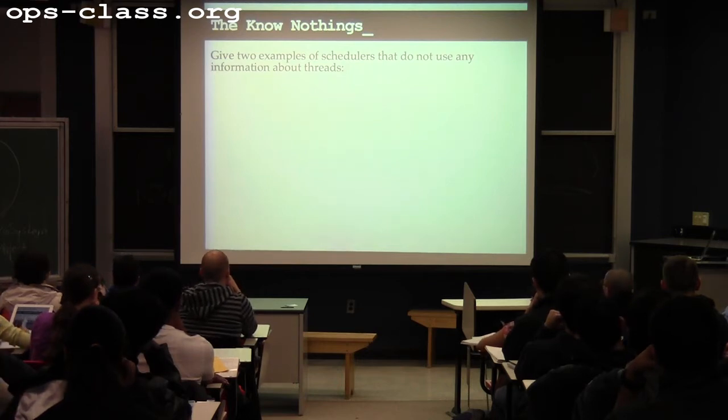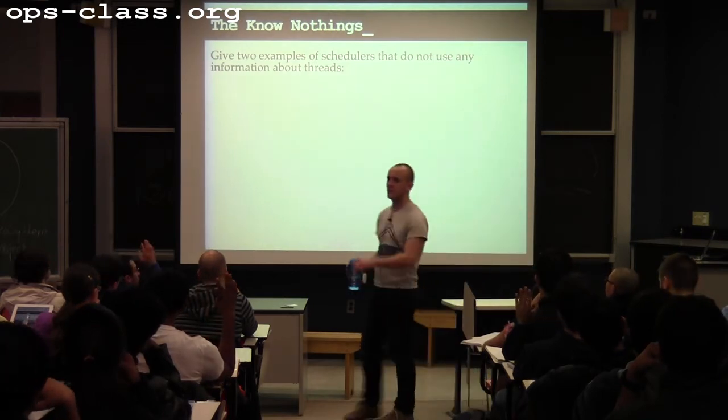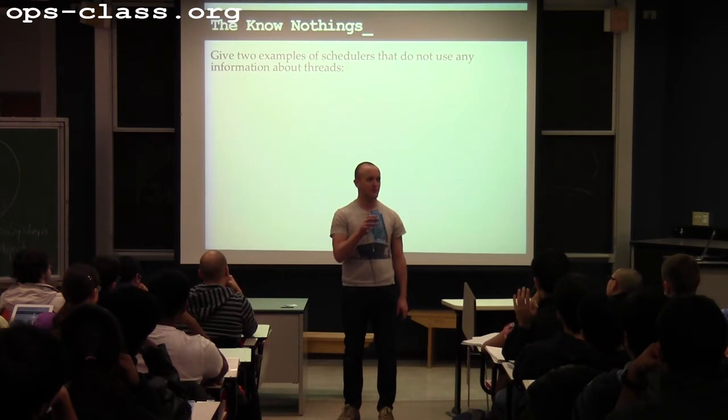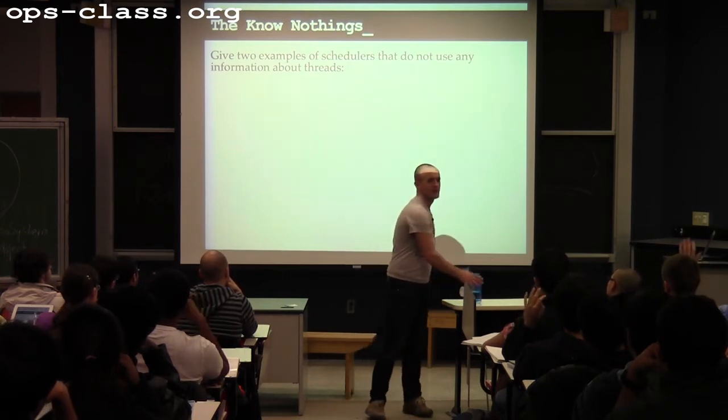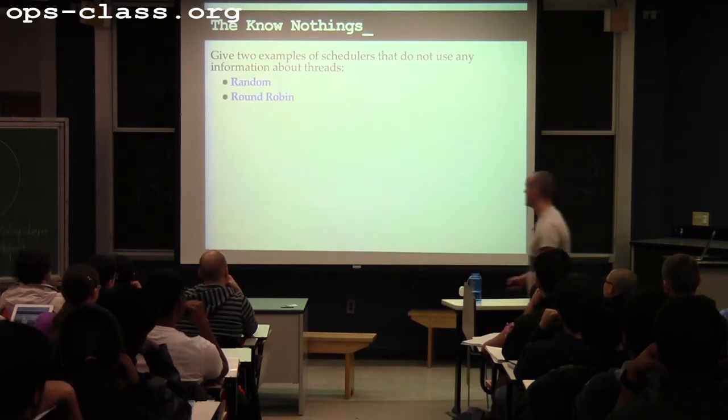two examples of schedulers that don't use any information about the threads on the system. Very simple, yeah. Random, okay. What's random's best friend? Yeah. Round robin. Yeah, these are the canonical ones.